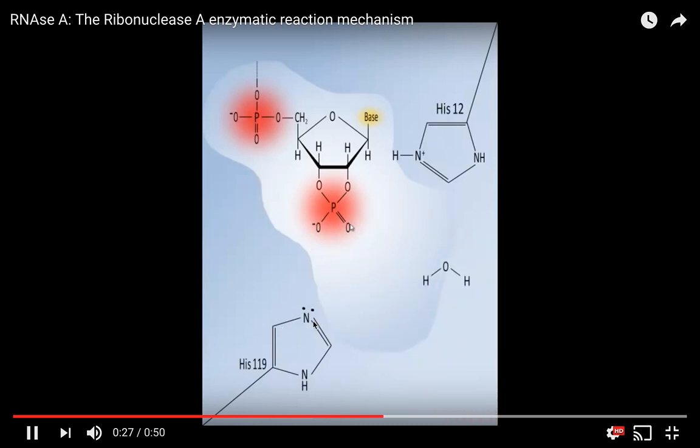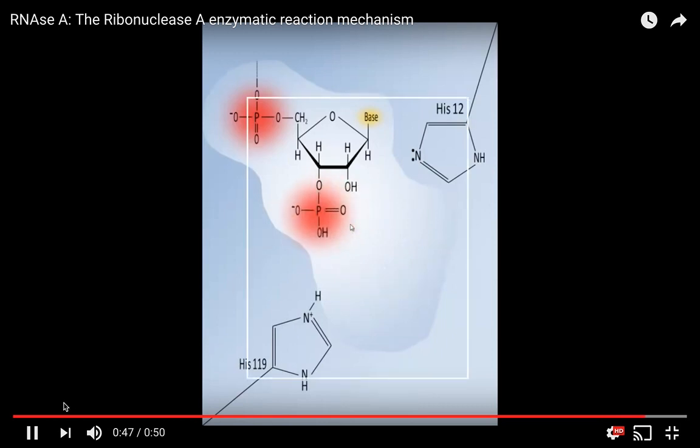Now, that screws up our enzyme, so we bring in water for the second half of the reaction, and the histidines switch their roles. Now histidine 119 is acting as a base to generate that good nucleophile, and histidine 12 is going to act as an acid, donating its proton to make a nice alcohol leaving group, and our RNA is cleaved.